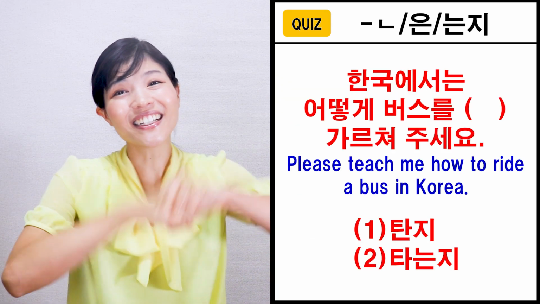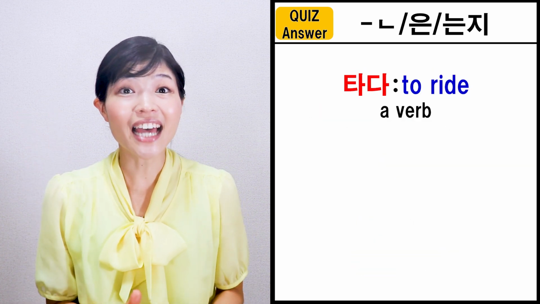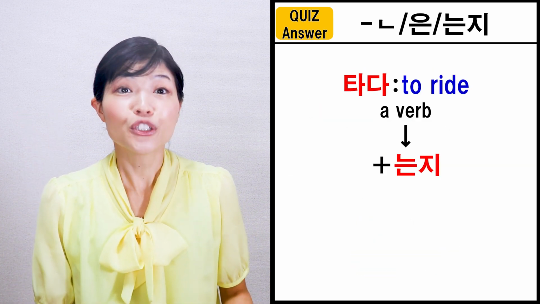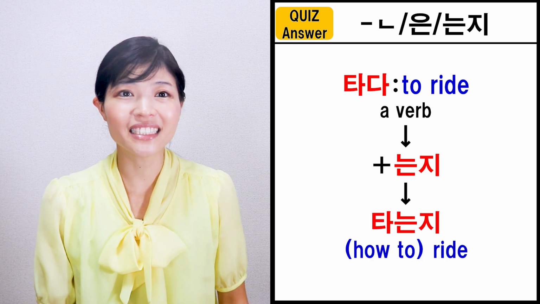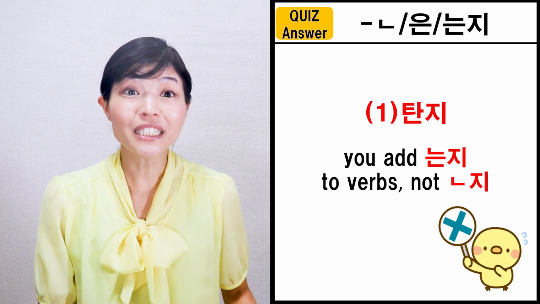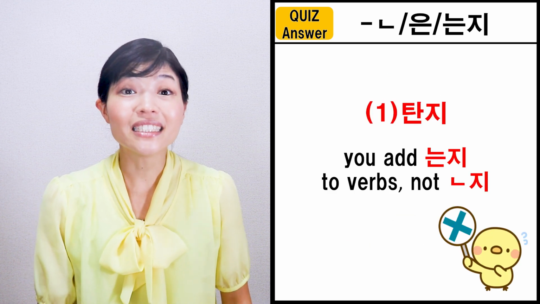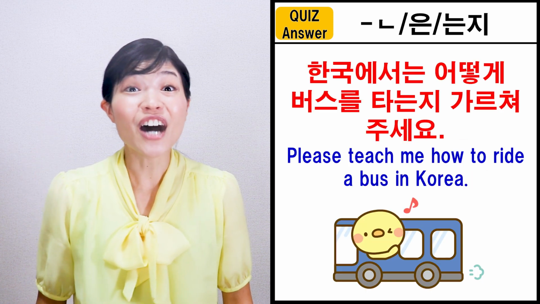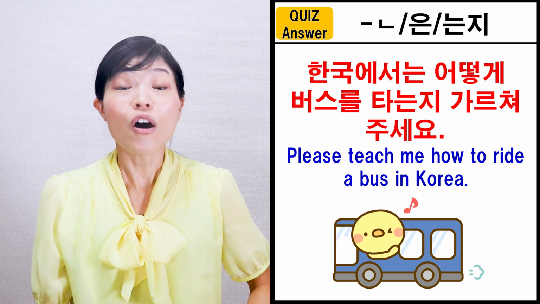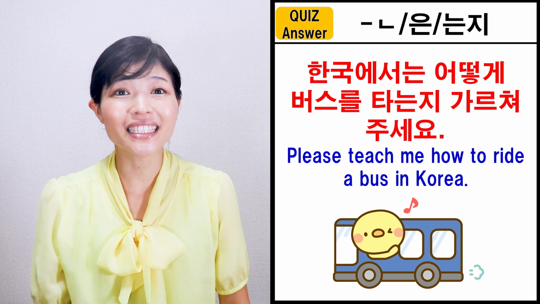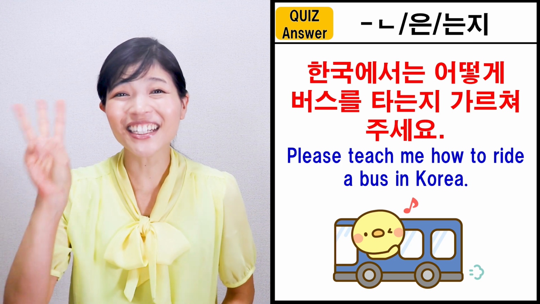The correct answer is number 2. Since 타다, to ride, is a verb, you just attach 는지 to the stem to make 타는지, how to ride. Number 1 is wrong because you add 는지 to verbs, not ㄴ지. Okay? Now let's read the sentence together. 한국에서는 어떻게 버스를 타는지 가르쳐 주세요. Please read this part at least 3 times.